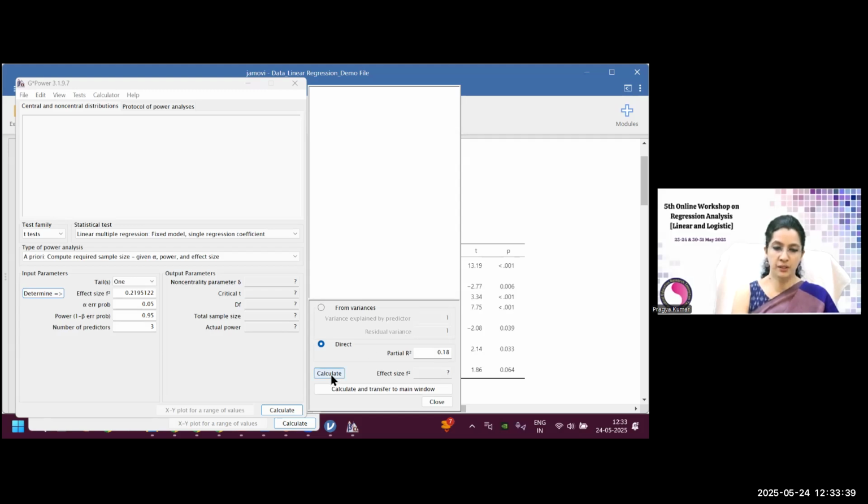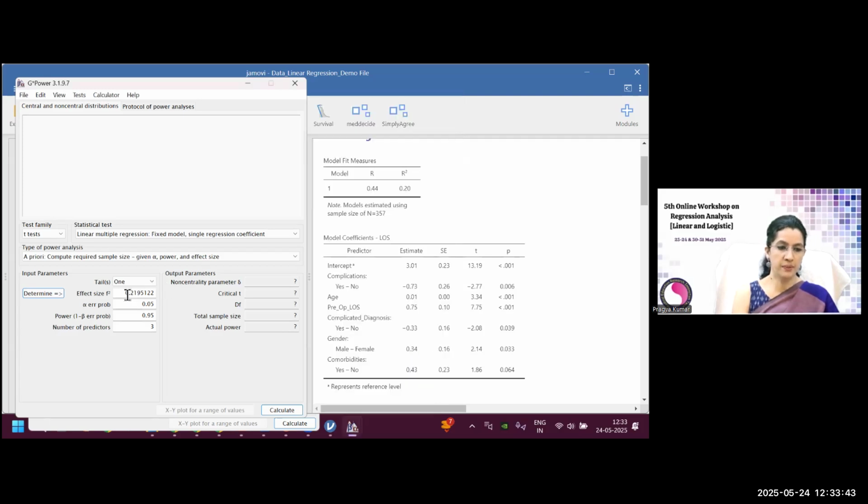When you close this, the effect size f square appears here, 0.219. And then you need to put the number of predictors. Let's say I have 4. And this is the alpha and beta error, which we generally keep alpha error at 5% and the power at 95. You can reduce the power also. If you wish to keep the power at 80%, you can keep it as 80 and then press calculate.